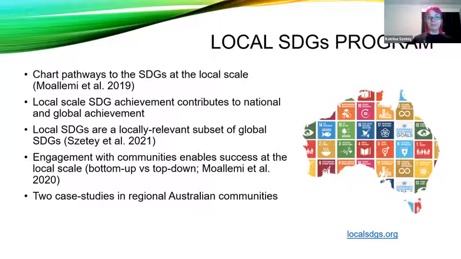We think that a key factor in enabling success at the local scale is to engage directly with communities. That's fundamentally the difference between bottom-up approaches, where change would be driven by the community, and top-down approaches, which can be seen particularly at the local scale as an imposition from above, particularly from government. The Local SDGs program is testing our research with 2 case studies in regional Australian communities.